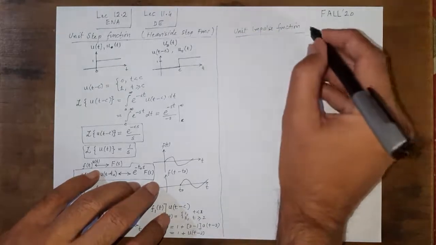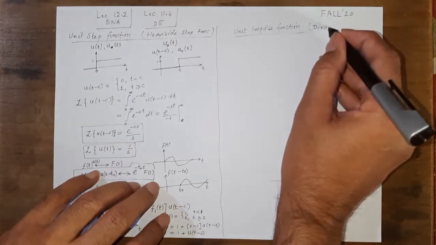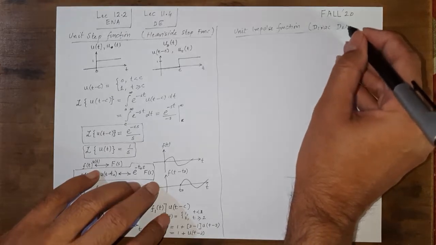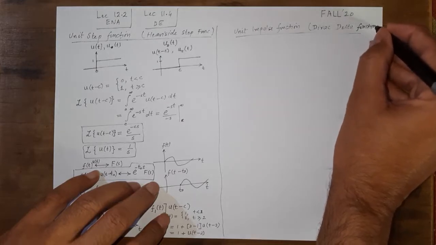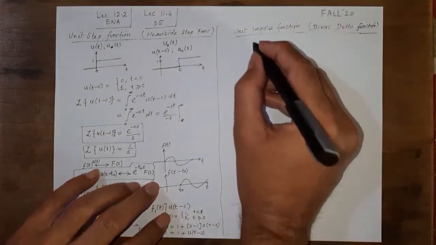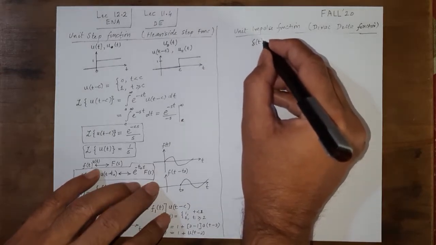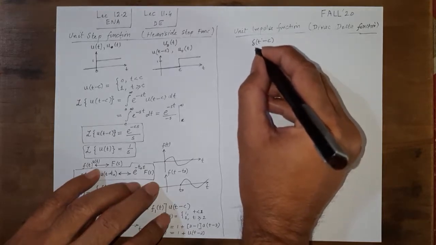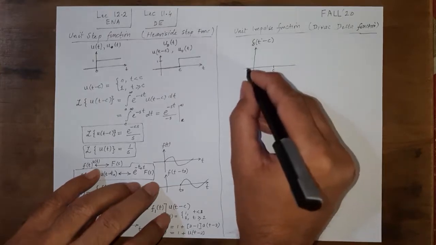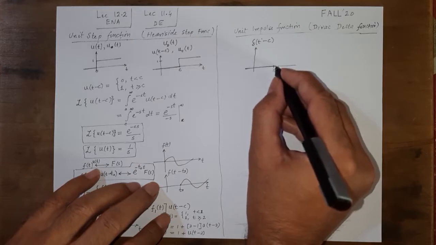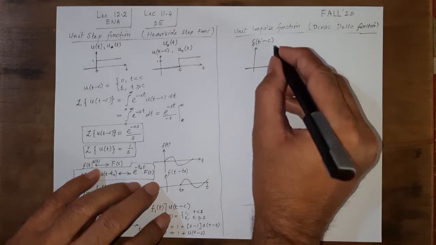Again, it has another name, and it is also called the Dirac delta function. It is represented by this Greek letter delta. So delta(t minus c) would be described graphically as, up till this point c it is 0, after this point c it is also 0, but at c it is infinity.